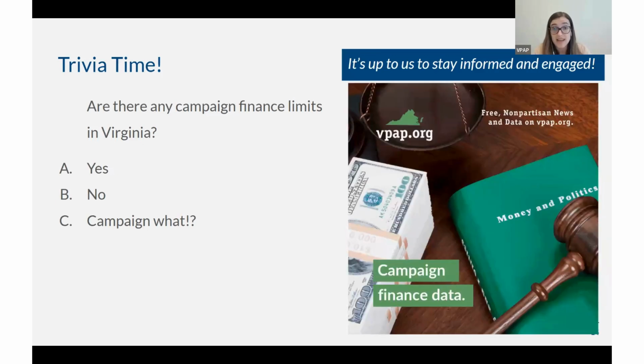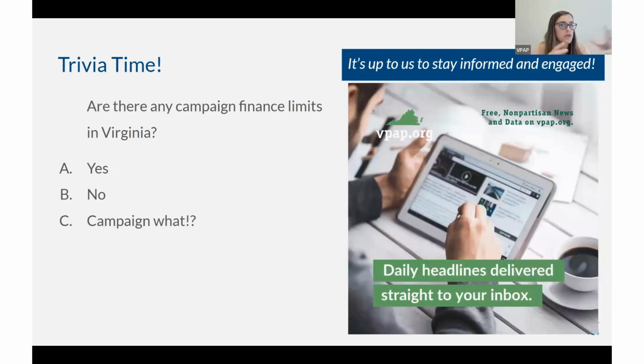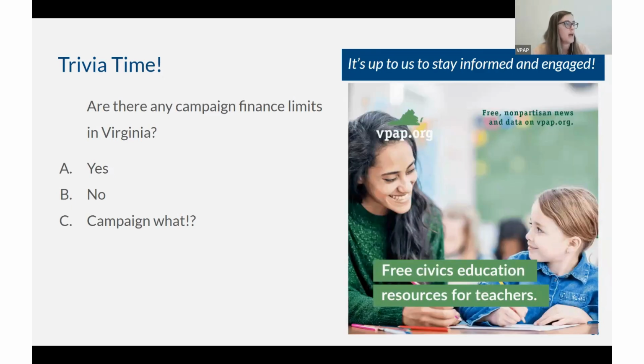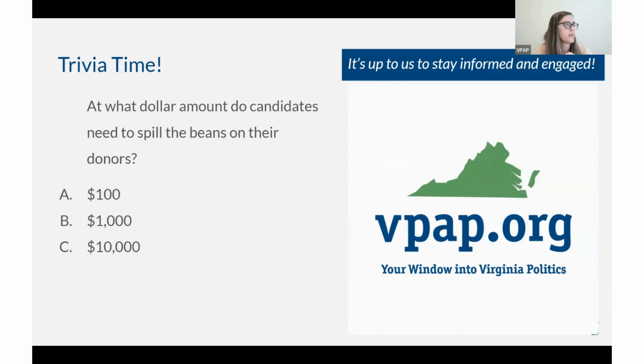And we're going to show you exactly how to do that and how to pay attention and find out who's donating the most in your area and who's donating the most in the state, and whether or not and to what extent that impacts policy and legislation. But no limits, not in Virginia. So we're one of a handful of states that have no limits.